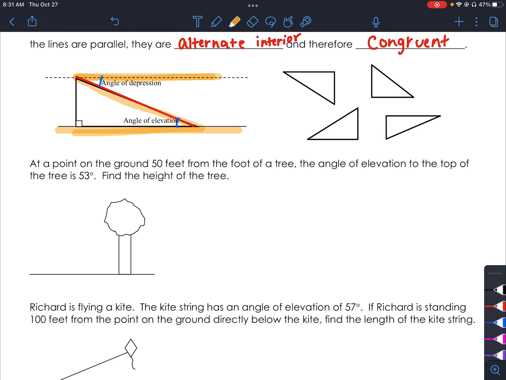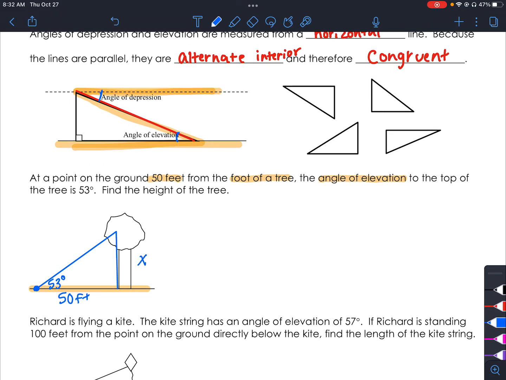So a point on the ground is 50 feet from the foot of the tree. The angle of elevation, remember that's from a horizontal line going up, and we already have a horizontal line here, it's the ground. So the angle of elevation is going up like this. And there you can see our right triangle. The angle of elevation to the top of the tree is 53 degrees. Angle of elevation is always on the ground. Find the height of the tree. So we want to know how tall that tree is.